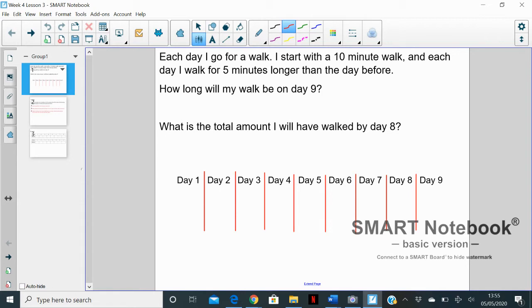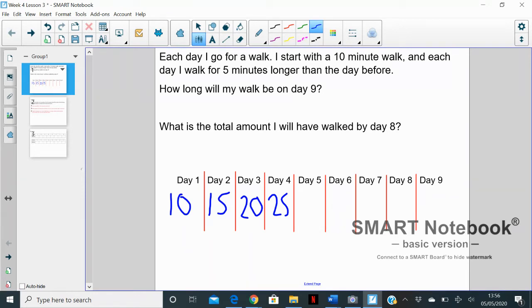So I have a table here showing each of my days, and I'm going to think about how long my walk is going to be on each day. Now I know that I start day 1 with a 10-minute walk, and each day it gets 5 minutes longer. So if I'm counting how many minutes each walk is, day 2 it's 15 minutes, day 3 it's another 5 minutes more, day 4 it's another 5 minutes more. So I need to be adding on that 5 minutes each day.